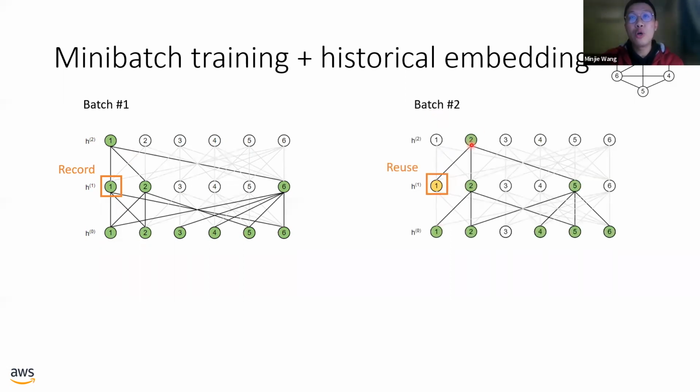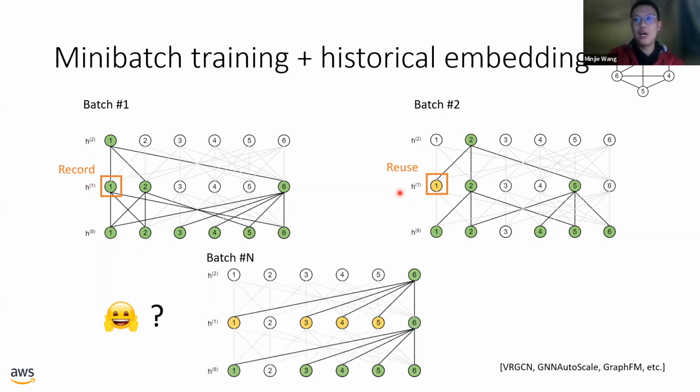Later for batch 2, when we encounter node 1 again during the neighbor expansion, instead of recursively aggregating its neighbors, we reuse the embedding from the previous iteration. You can see here node 1 does not go to 6 again. It just reuses the embedding. We can do that so on and so forth, and eventually we compute the node embeddings of all the nodes. By the end, most of the nodes have their embeddings recorded, so we can reuse them without doing neighbor expansion again.